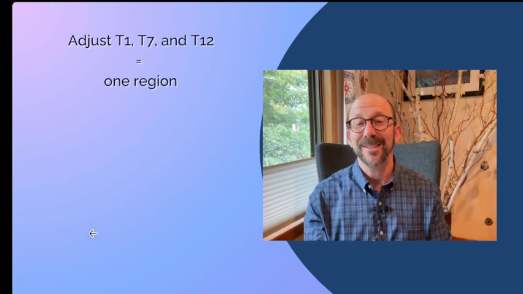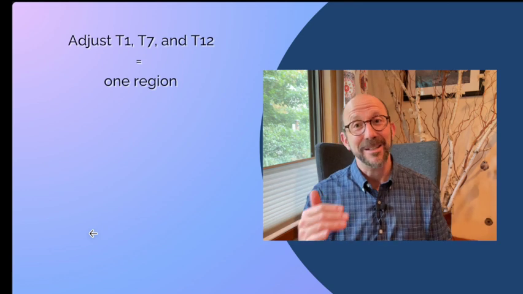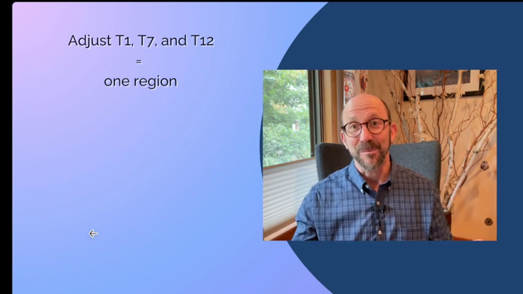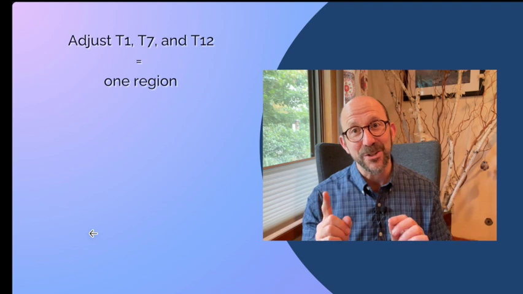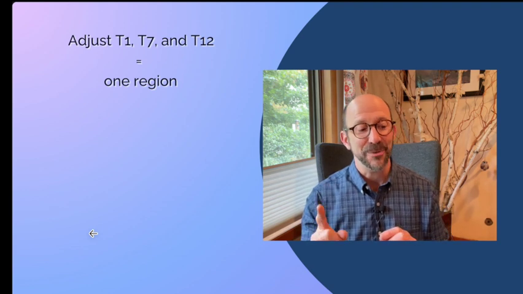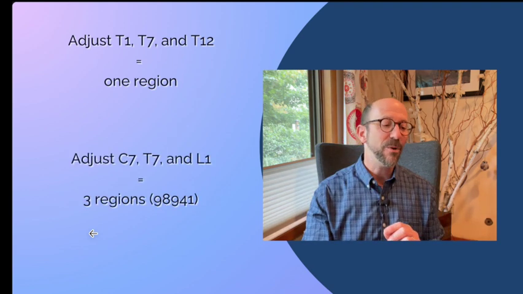So even though you adjusted 3 segments and they're very different segments, pretty far apart from each other, that's still just one region. That's a 98940. Now let's say I took that T1 adjustment.